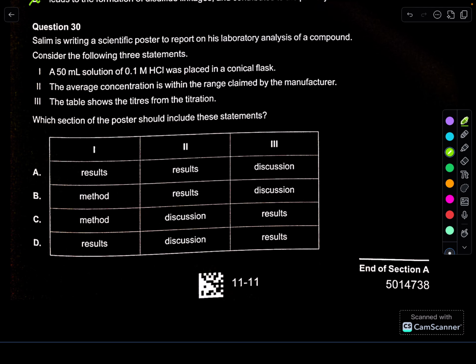Okay, so let's look at the first one, I. A 50 milliliter solution of 0.1 HCl was placed. This is the method, of course. They're giving you instructions. This is where you would put it in the method. So which one has that? It's not C or A then. Sorry, C and D.